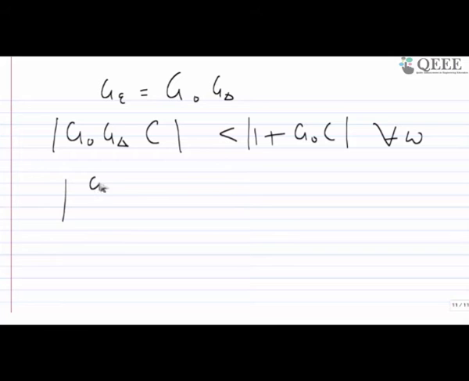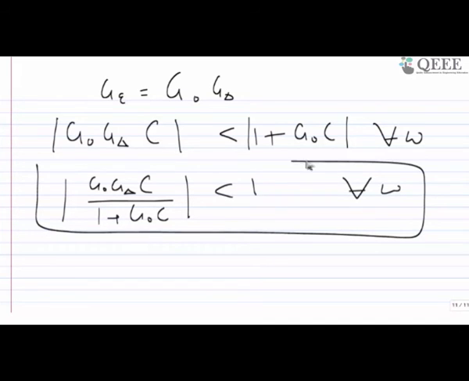Okay, this gives me the condition |G0 GΔ C| / |1 + G0 C| should be less than 1 for all omega, and this is nothing but the same stability condition that I have in the theorem. So from the Nyquist plot you can also analyze the robustness of your controller, if there are some uncertainties in the plant, if your plant is not the true plant that you have identified.